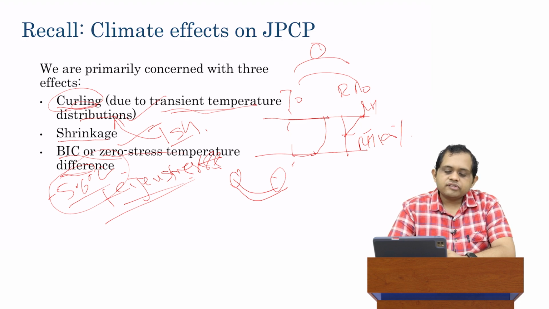So in short, to summarize, there are three major effects that we are concerned with when we are talking about climate effects on JPCP. That is curling, shrinkage, and built-in curling or zero stress temperature difference.